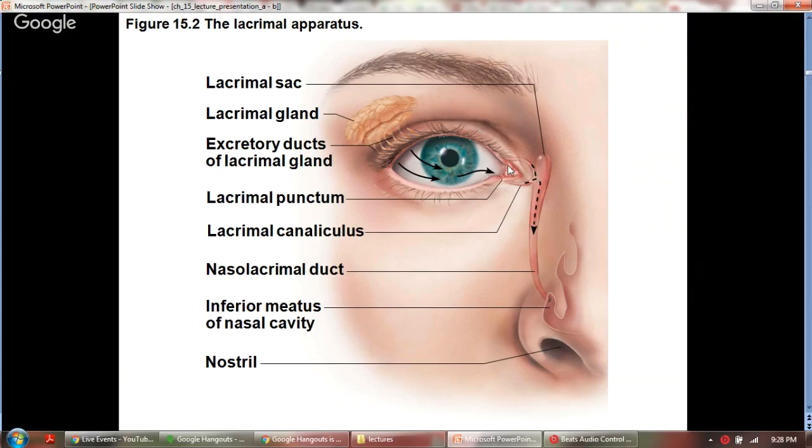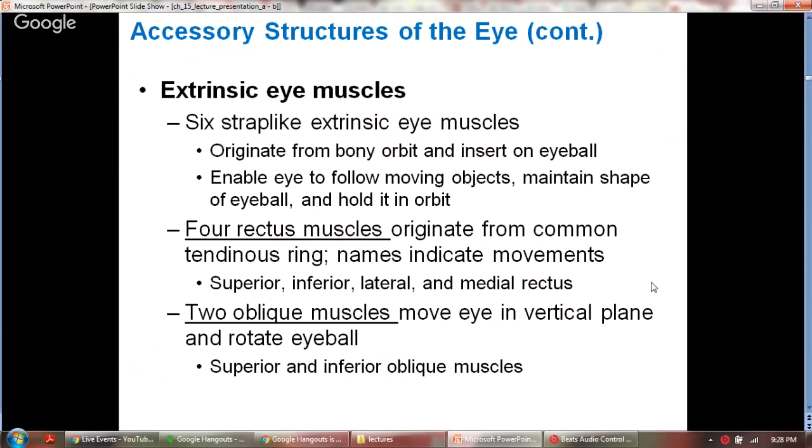It's because the secretions have a connection to the drain. This anatomy leads to drainage of the secretion towards the nasal cavity. Another accessory structure would be the extrinsic eye muscles.